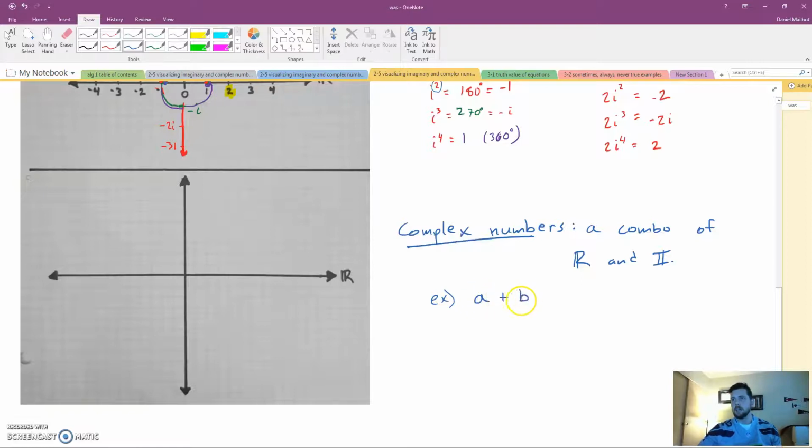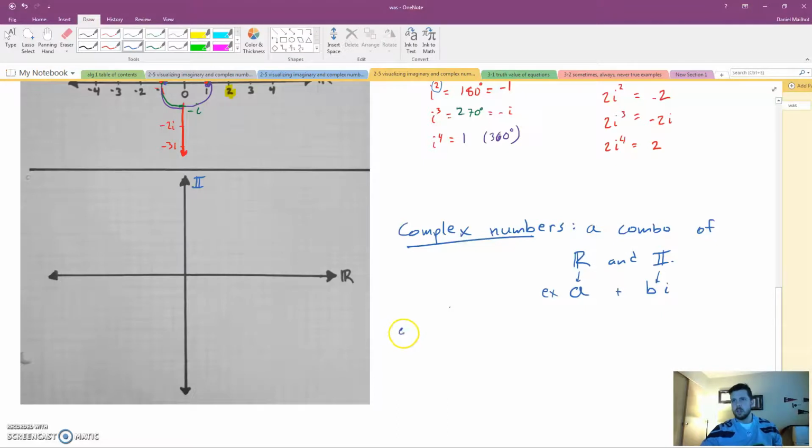They all look like this: a plus bi. Where the first number is a real number, and the second part is your imaginary part. And that's what the second graph over here is about. Here's your imaginary axis and your real axis. Let's plot some points. We'll plot one together, and then I'll have you plot some on your own, okay?